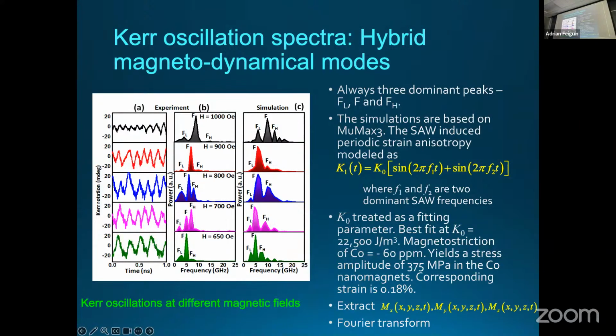Now, once we have all of this, we can extract the magnetization components in the x, y, and z directions, 3 dimensions, as a function of the coordinates x, y, z, and time t. And then you can Fourier transform this to get the simulation results. So that's how the simulations are done.